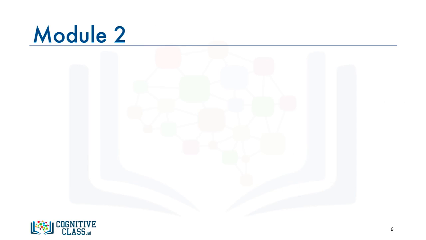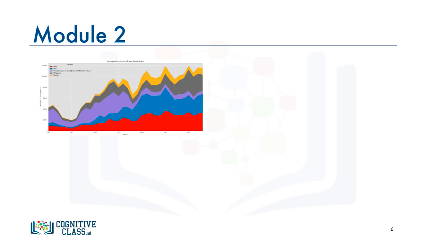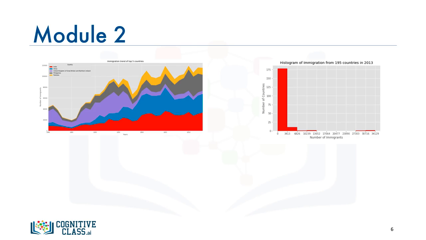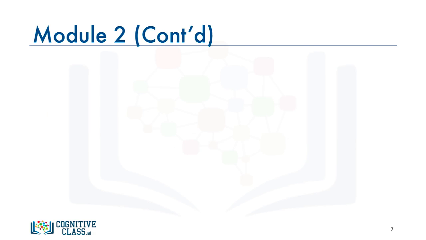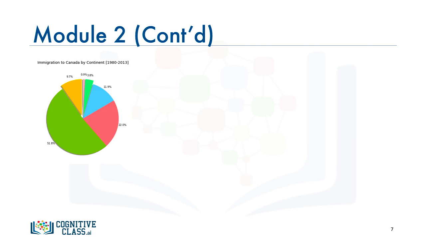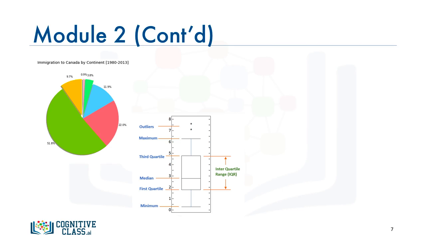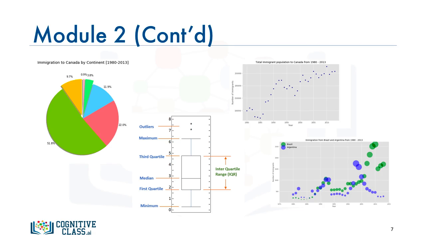In Module 2, we will continue on with a few more basic data visualizations, such as area plots, histograms, and bar charts, and learn how to use Matplotlib to create them and even create different versions of these plots. We will also cover a set of specialized visualizations such as pie charts, box plots, scatter plots, and bubble plots, and we will learn how to create them still using Matplotlib.